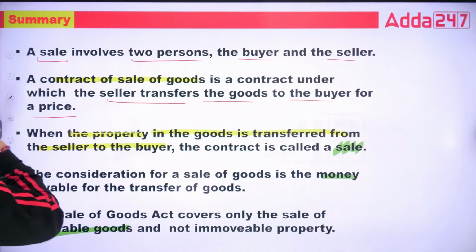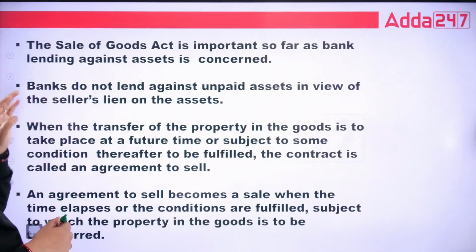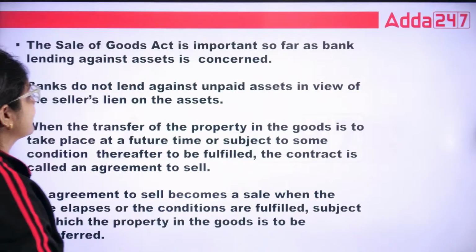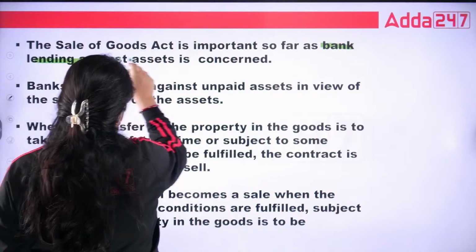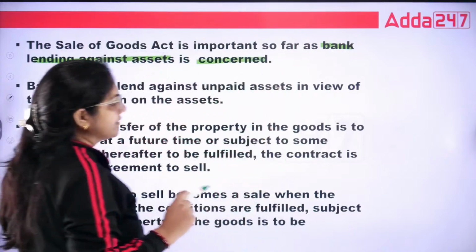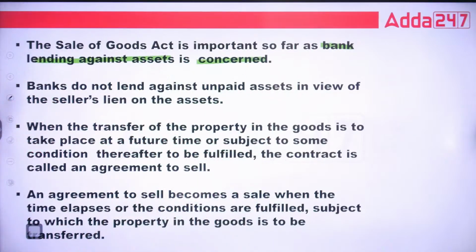Okay, so that is clear. Now, the sales of goods is important so far as a bank lending against assets is concerned. The bank is lending against assets. As we know, whenever the bank is giving the loan, the lender will obviously take the security. Is that okay? The lender will always take the security.